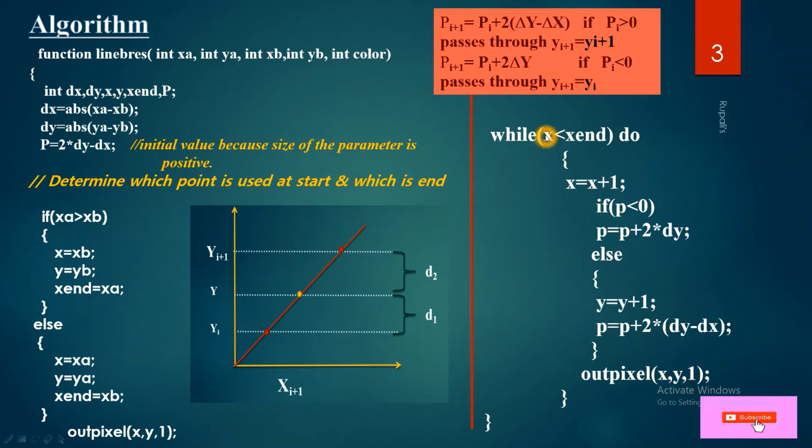I repeat, I start the loop from x to x end. I increase x by 1. Check the condition for the decision parameter. If the decision parameter is less than 0, then you have to write p equals p plus 2 dy. Else, if the decision parameter is greater than 0, then you have to write p equals p plus 2 dy minus dx. And also because the y value is now increased by 1, y equals y plus 1. Each time within this while loop, you have to plot the combination of x, y and the color. In this way this loop continues till we get the whole line.